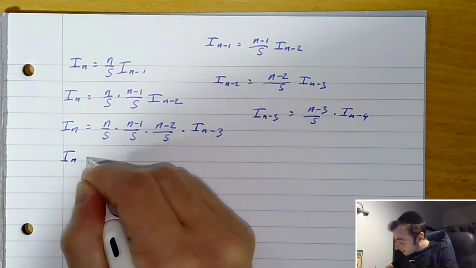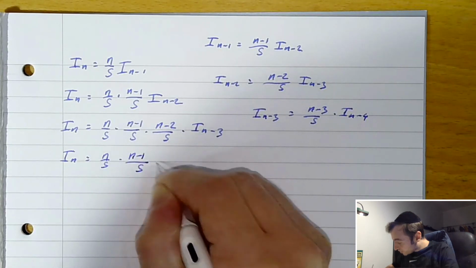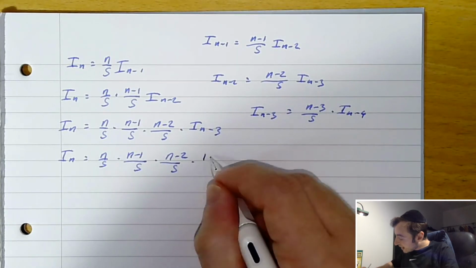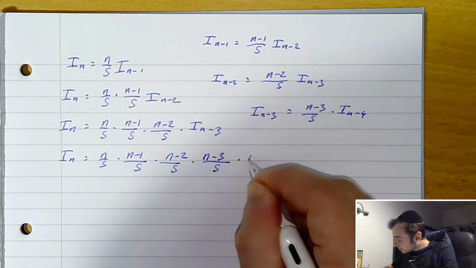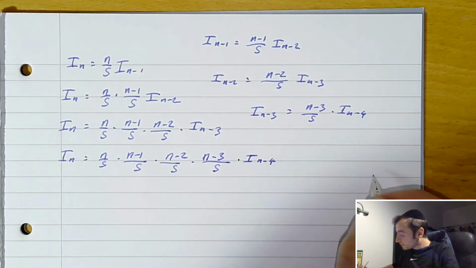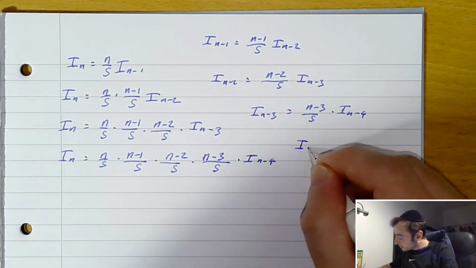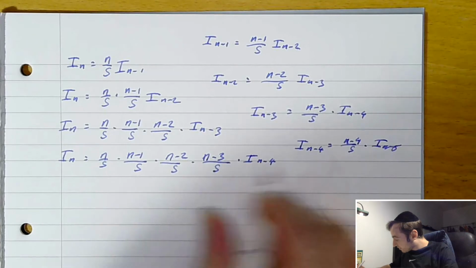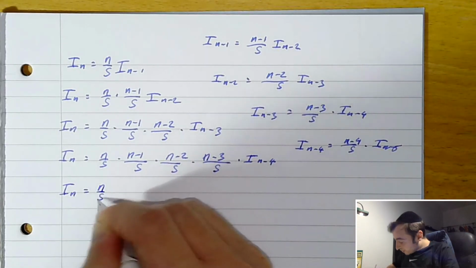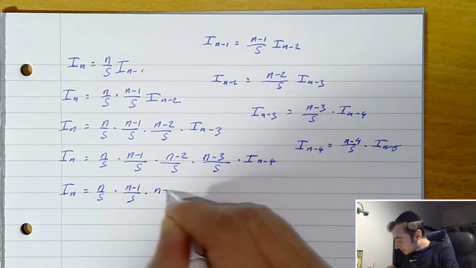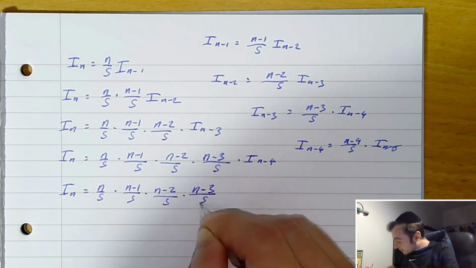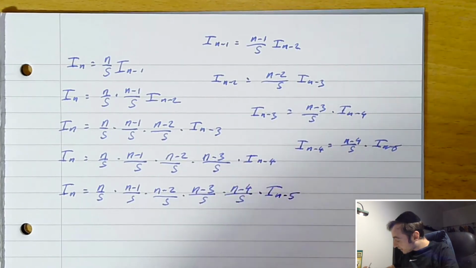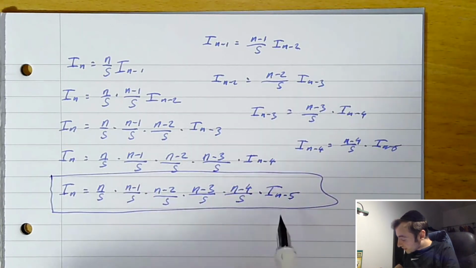So let's replace that again. I_s(n) equals n on s dot n minus 1 on s dot n minus 2 on s dot n minus 3 on s dot I_s(n minus 4). Let's do it once more just to annoy you. Since we know that I_s(n minus 4) equals n minus 4 on s dot I_s(n minus 5), we can say that I_s(n) equals n on s dot n minus 1 on s dot n minus 2 on s dot n minus 3 on s dot n minus 4 on s dot I_s(n minus 5). Etc, etc, etc.